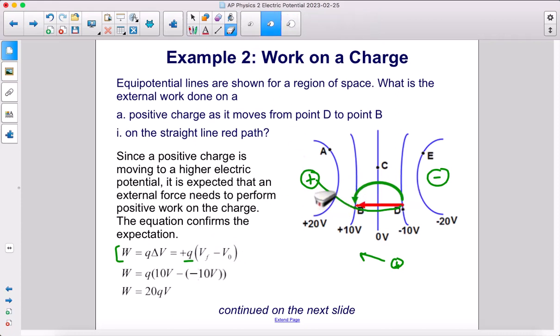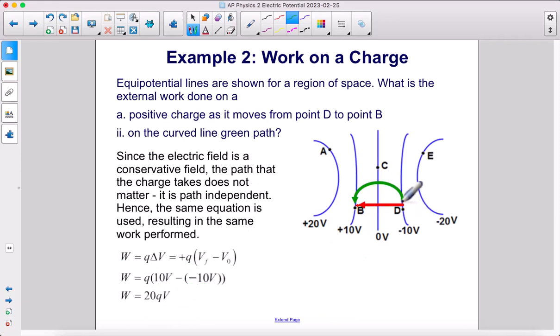So, let's erase that line. Okay. The initial voltage location is negative 10 volts. So for initial voltage, we have negative 10. The location at B is positive 10. So when we subtract those numbers, the negative signs cancel, and we actually get 20 volts times whatever the charge is.